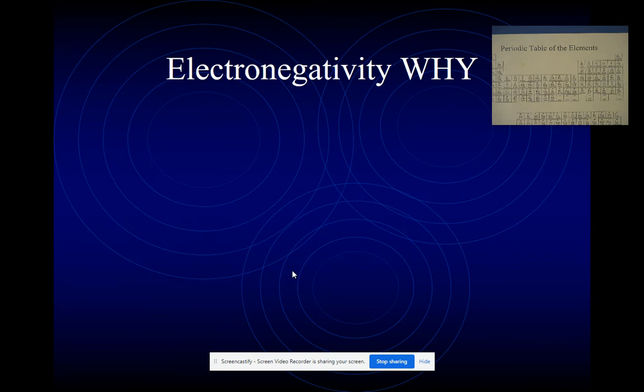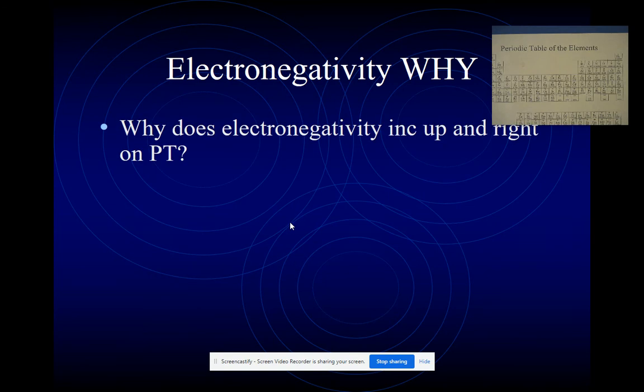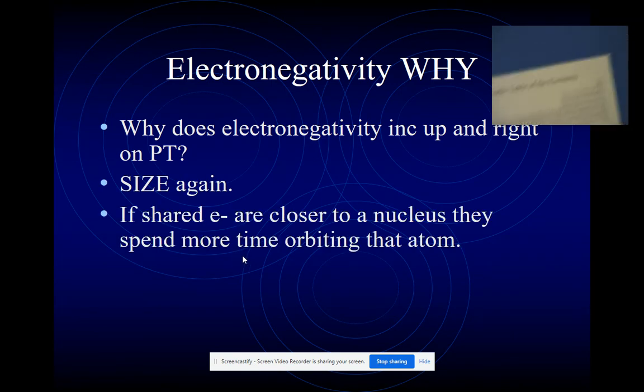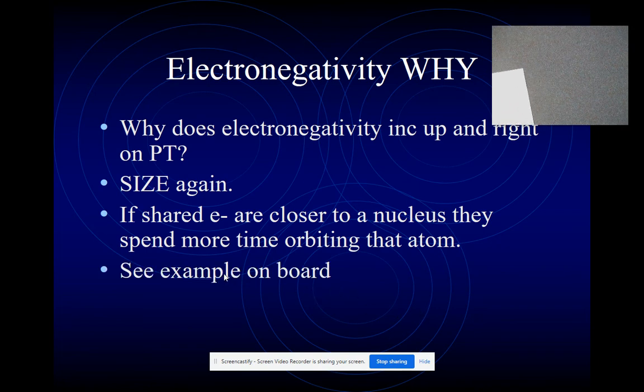Why? Well, the why is based on the very similar thing. Why does electronegativity have this pattern? It's again based on size. When atoms share electrons, if they're physically closer to one nucleus, they'll get pulled more.